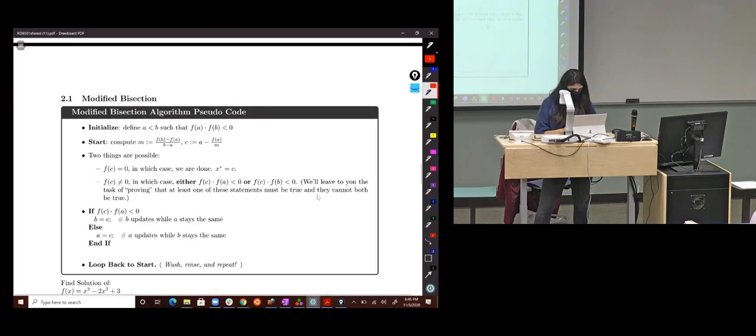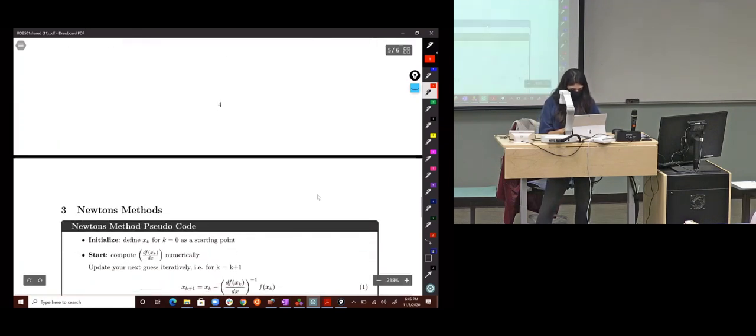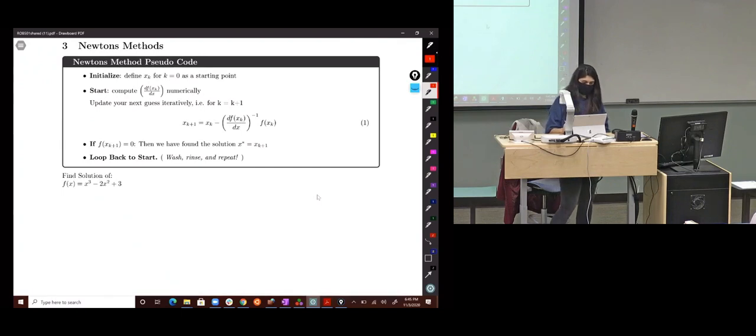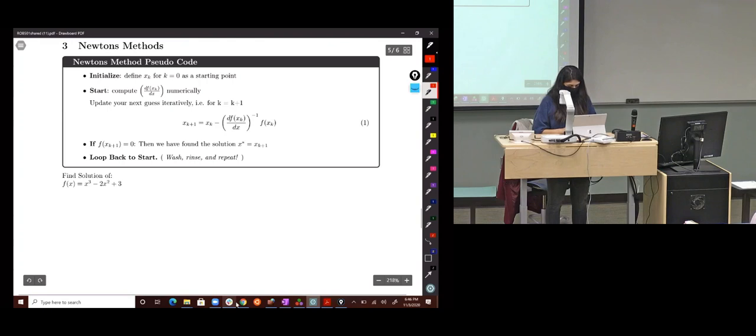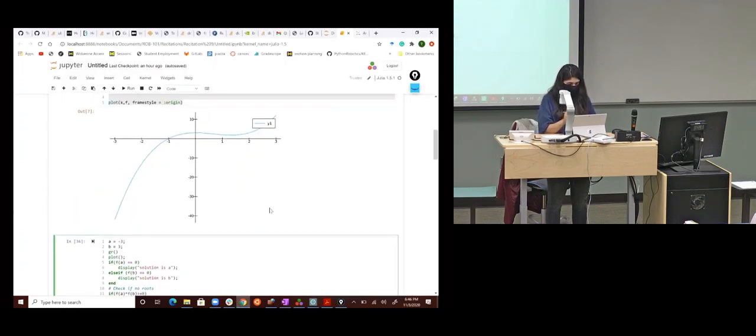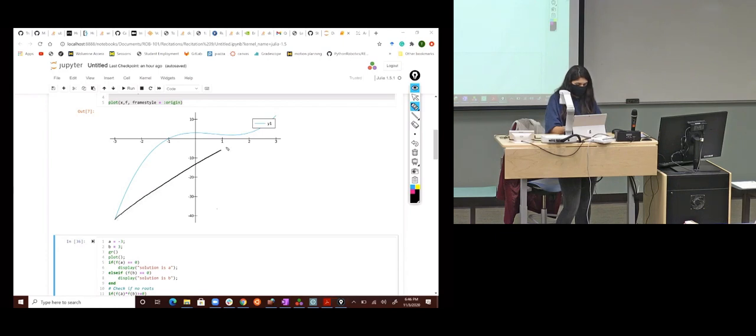So we did bisection, we did modified bisection. Next thing is we want to do Newton's method. So what Newton did, he looked at this approach that we took for the modified method. And he said, well, looks like it's better to linearize a solution and then try to find an analytical solution for our system.